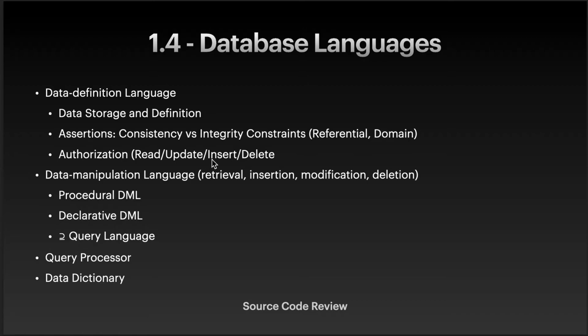getting a table from a database, using a while loop to go through all the entries, looking for certain things, and then selecting them. Whereas in a declarative DML, you would simply say, get this value from this table, right? You're not using a while loop to check through all the entries to see if it matches the one you're looking for. Now, a subset of DML is a query language, but these are often used synonymously. The query language deals with the precise retrieval, insertion, modification, and deletion operations. Also covered in this section is the query processor and the data dictionary.